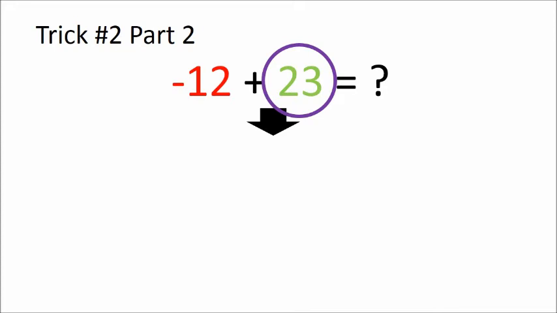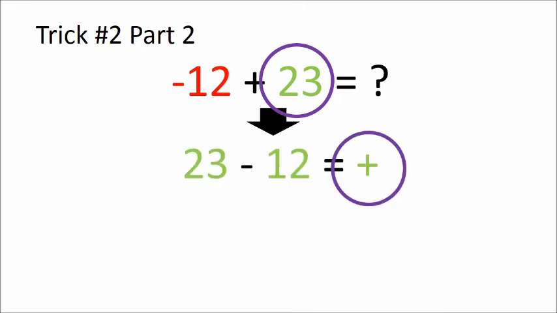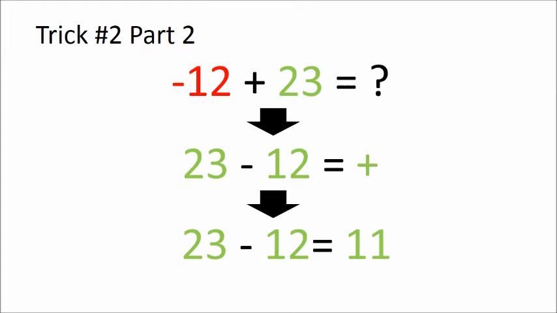So if we know 23 is larger and 23 is positive, the answer, therefore, must be positive. So when we have our positive answer, 23 minus 12, we know it's going to be positive, so we can throw our positive sign over there. And then 23 minus 12 is going to be, drum roll, positive 11.